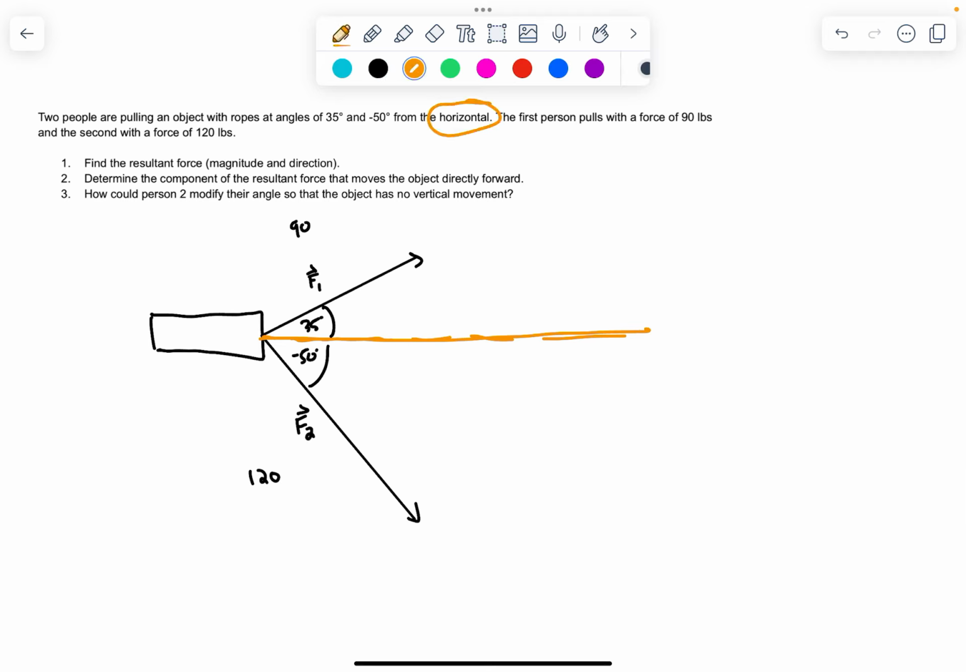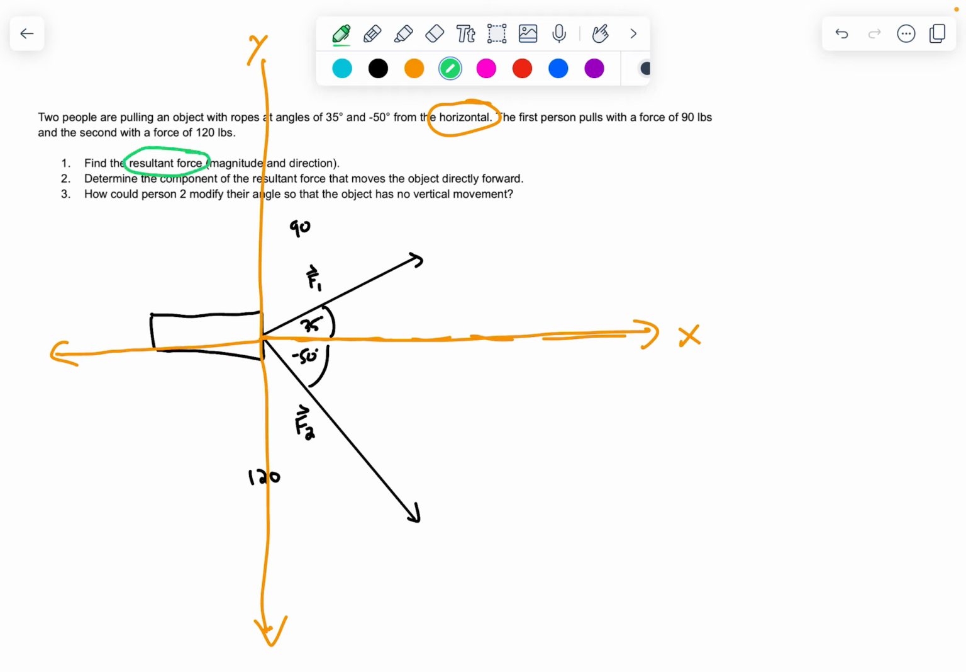This use of the word horizontal really makes it logical that this is our positive x direction and this is our positive y direction. And this is the extension of our coordinate system. Okay, great. Find the resultant force. Resultant force, net force, that's just saying add the two forces. So we're adding force 1, we're adding force 2.